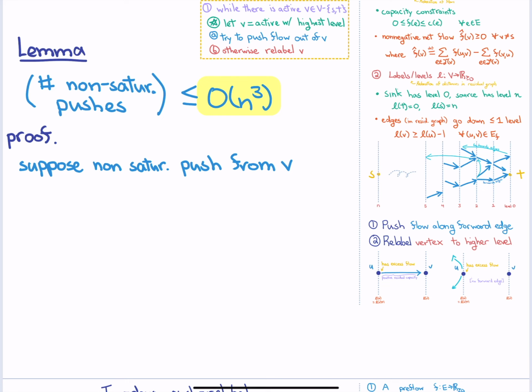In fact, we'll show that for any particular vertex v, the number of times I do a non-saturating push and dump all the flow out of v is n squared. And then n times n squared will give you n cubed. Anyone want to guess why?